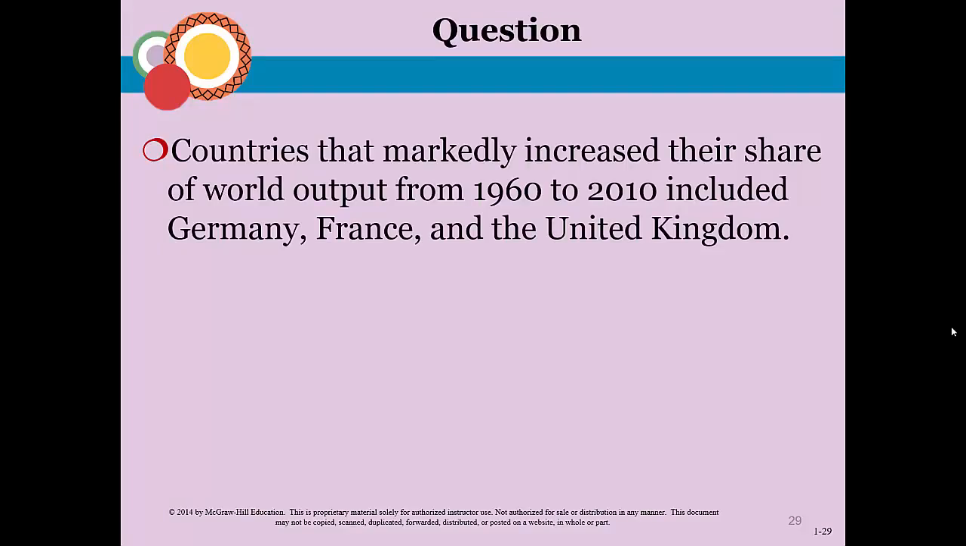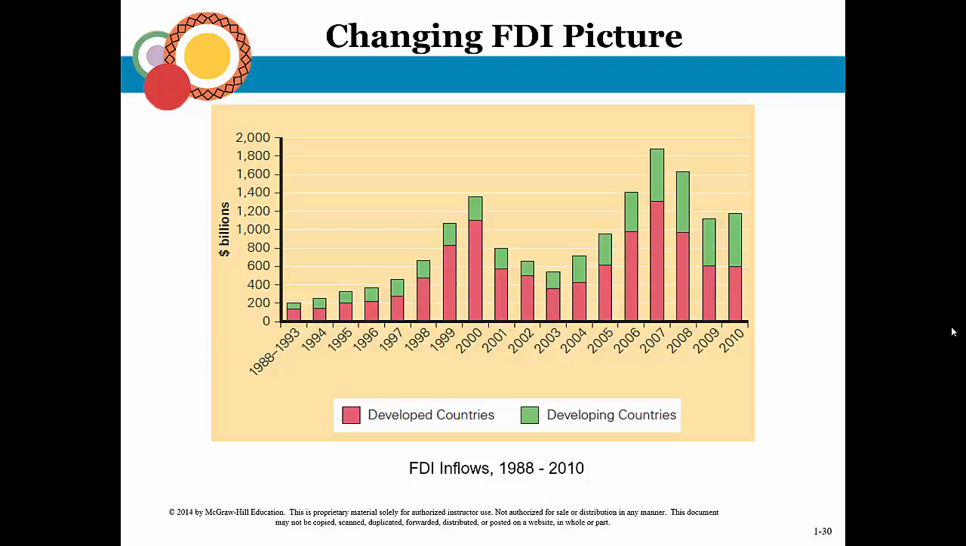Another question to pay attention to: countries that have markedly increased their share of world output from 1960 to 2010 include Germany, France, and the United Kingdom. That is absolutely false. Actually, we're talking about an increase in places such as Japan, Thailand, Malaysia, Taiwan, South Korea, and so on and so forth, if you will. And we can see that trend represented graphically here that we talked about earlier.